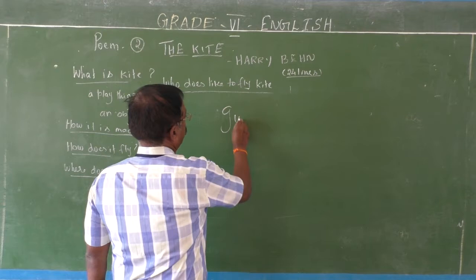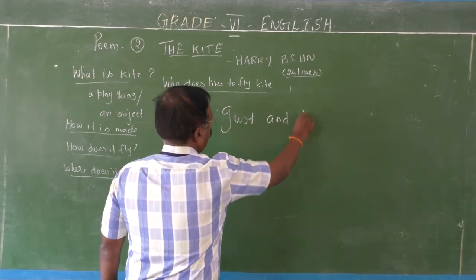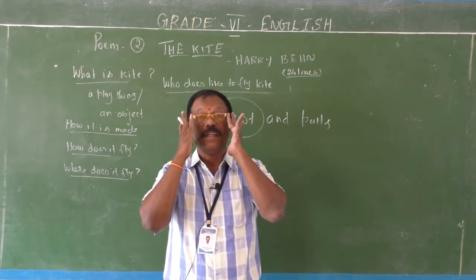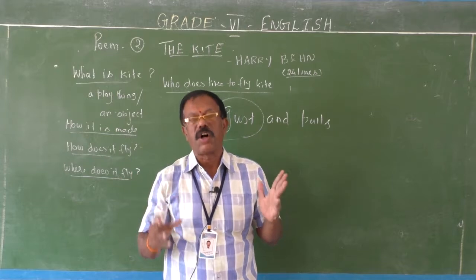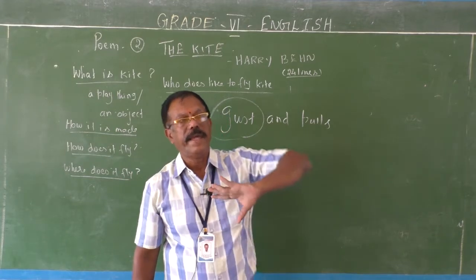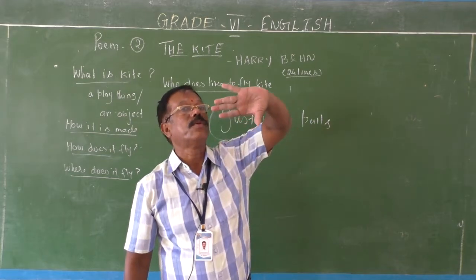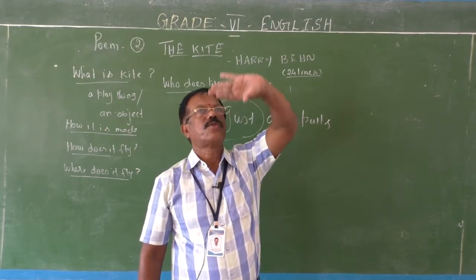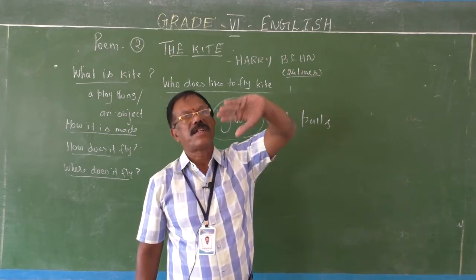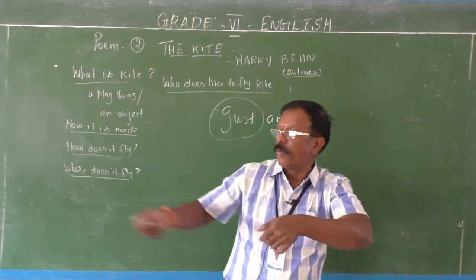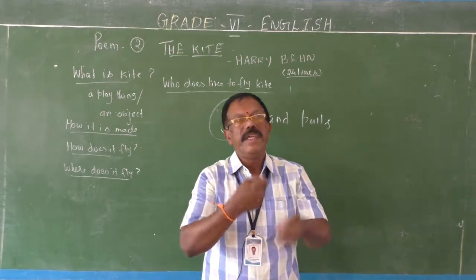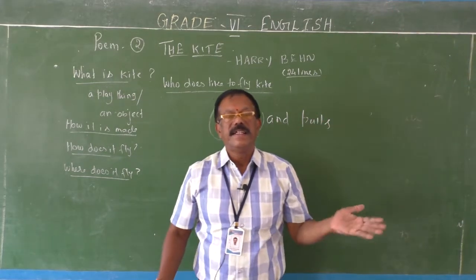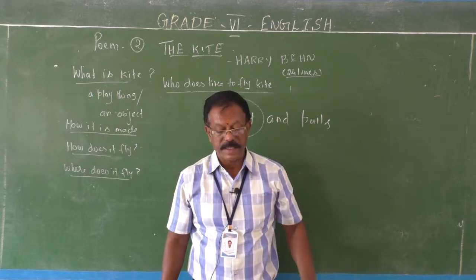See, gust and then pulls. Gust is a sudden movement of the wind, a strong wind. When the sudden strong wind starts to blow, it makes the kite rise up and up. So it starts to soar up in the sky. When it soars up, it slowly pulls the string. The person handling the kite slowly releases the string. Then it goes up and up in the sky.